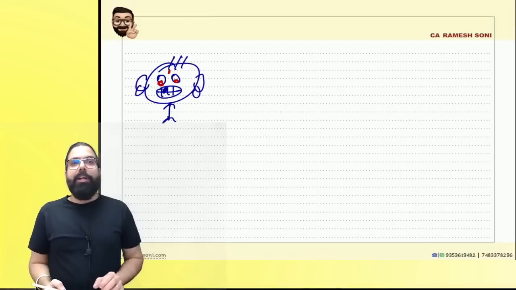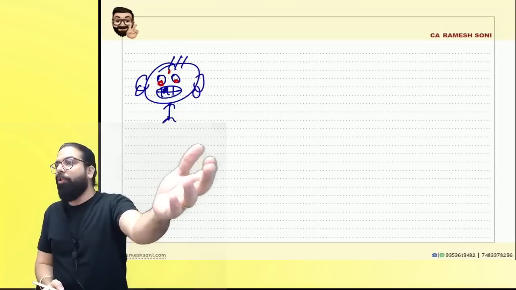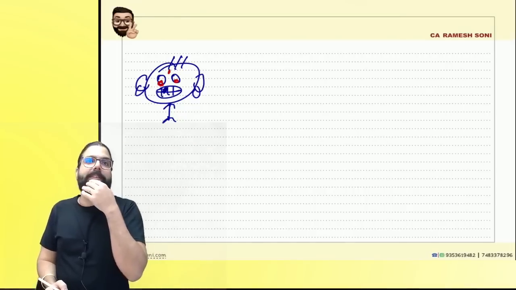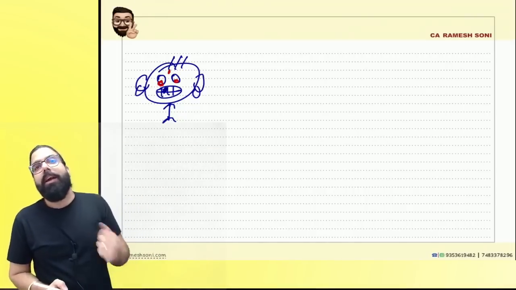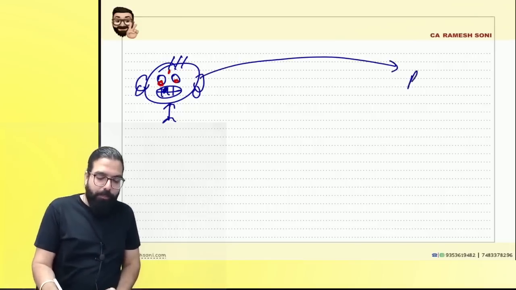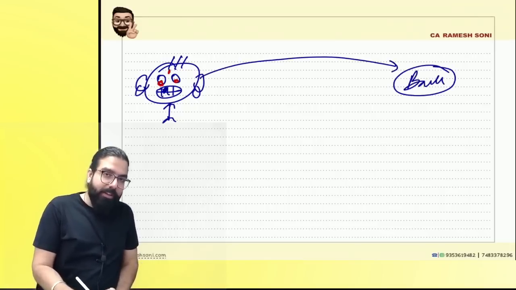Now, recovery agent, supposingly, Yashwant is over here. Yashwant does not go ahead and pay his loan, etc. Then banks will go ahead and send a recovery agent. Recovery agent is giving services to whom? Bank. Who is the supplier?